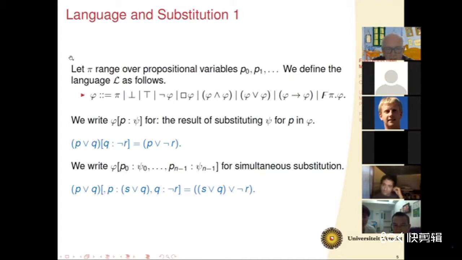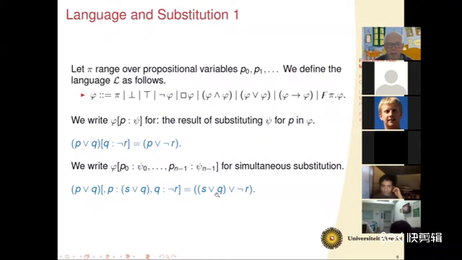We also can have a simultaneous substitution, where we substitute psi 0 for p 0, etc., psi n minus 1 for p n minus 1. And here you see an example, right? So we substitute in p or q, and for p we substitute s or q, and for q not r. So then here q is replaced by not r, and p is replaced by s or q.